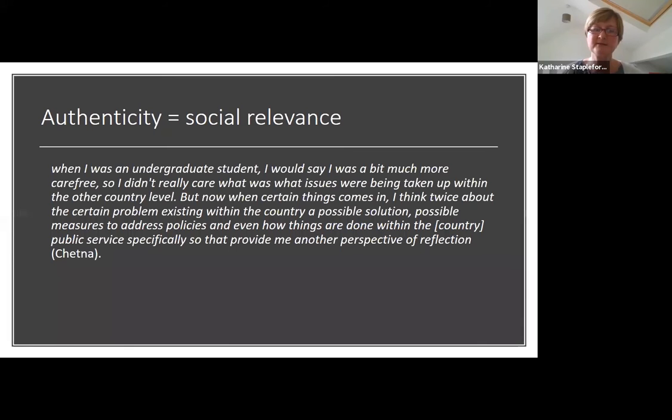The next theme is authenticity. And we can see here that authenticity is achieved, or can be achieved, through social relevance. So Chetner here describes how, as a result of her learning, she feels more engaged in her own social political context. And it's almost as if she has a part to play in that now. And so we can see the transaction, where local events and policies are no longer neutral or irrelevant for her like they used to be. As a result of her learning experience, those events, that context has taken on a new relevance for her.